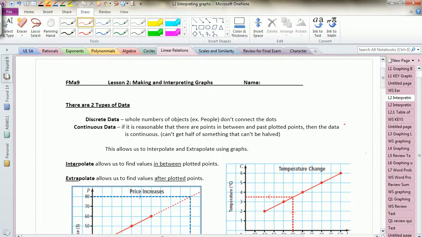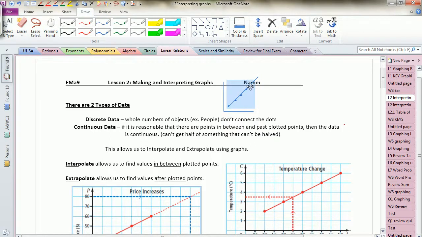There are two types of data. The first type is discrete data. Discrete data are whole numbers of objects, for example, people. Here, you shouldn't really be connecting the dots. So if you have a graph with discrete data, you should just be putting points on your grid and leaving it like that. However, people all the time go ahead and connect the dots when they shouldn't be.